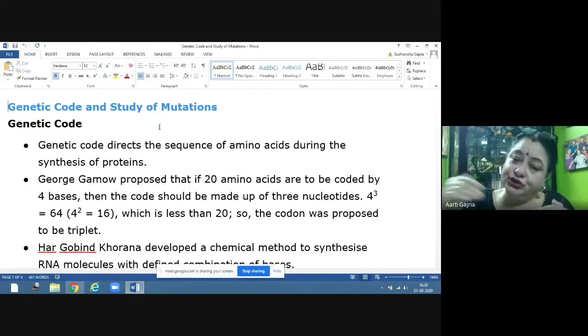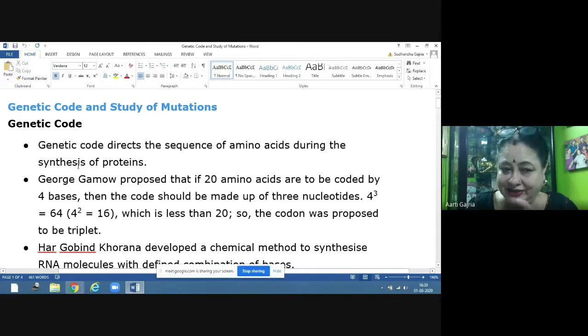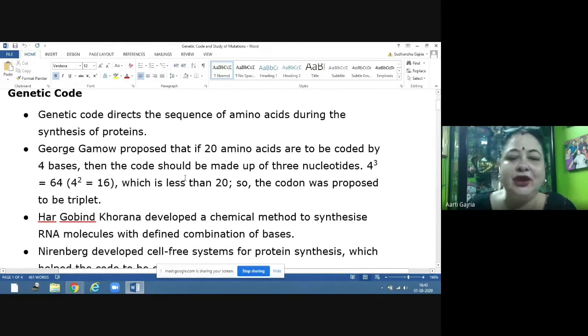So, how are proteins formed and how do the different types of amino acids come to know which amino acid has to join with which amino acid to form what type of protein? So, here there are codes, and this is called the genetic code, which directs the sequence of amino acids during the synthesis of protein.